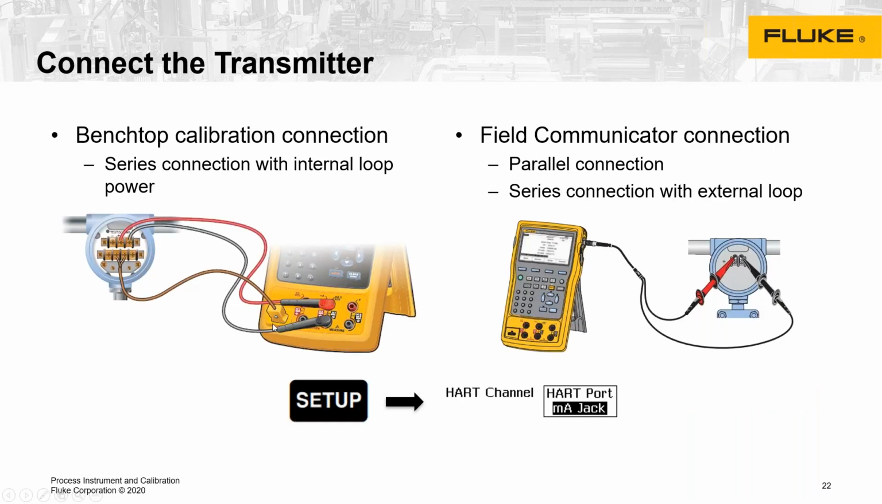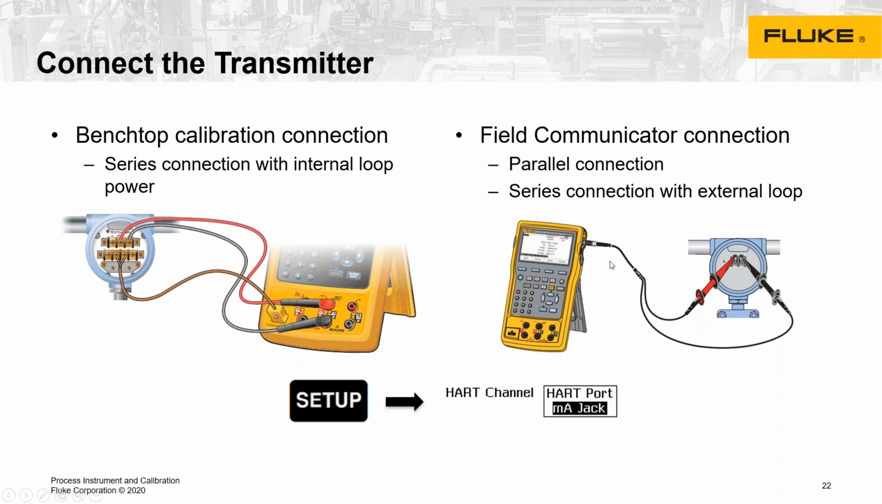This would be an example of the basic setup, where the 754 has the capability of powering the transmitter, measuring the milliamp feedback of the transmitter, providing the 250 ohms of resistance necessary for the digital communication, communicating digitally via HART through the milliamp jacks, and then providing the Type K thermocouple sensor input through the thermocouple jack. So essentially, these 3 connections can do an entire calibration.